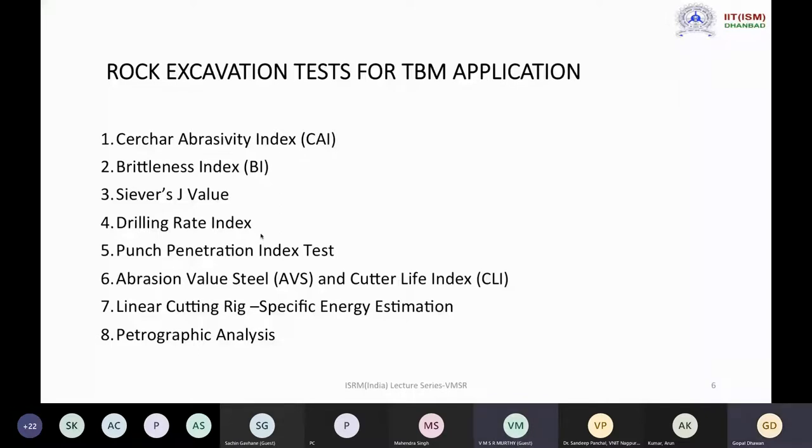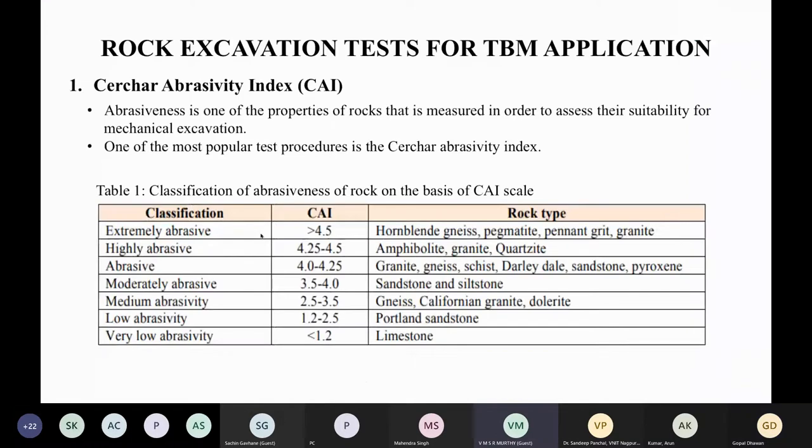I'll talk initially about the Cerchar abrasivity index. I think most of you know this. It is a very simple setup, but it is not available everywhere. It tells about the wear potential of a rock at lab scale, and it has been pretty well used for connecting to field scale cutter consumption, may it be a drill bit, a disc cutter, or a pick on a roadheader.